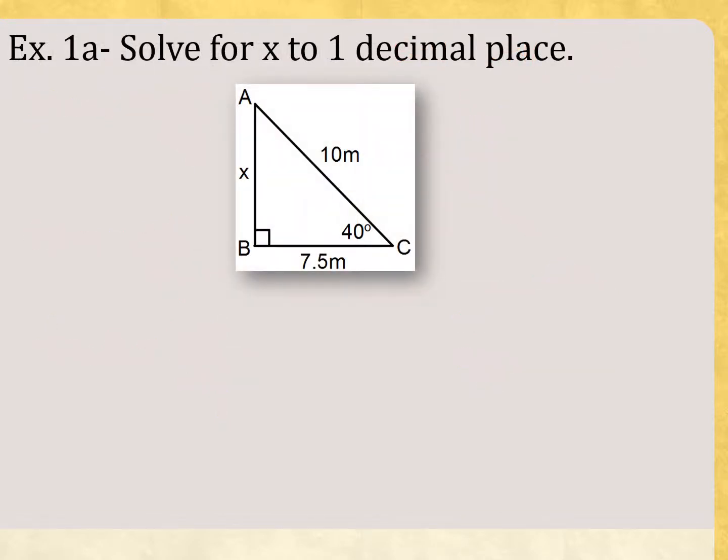First example, solve for x to 1 decimal place. There are 2 ways you can do this. Number 1, Pythagorean theorem. And this time I gave you the hypotenuse. So when you're given the hypotenuse, it just changes a little bit. Instead of it being a squared plus b squared equals c squared, it's c squared minus the other side squared equals x squared.